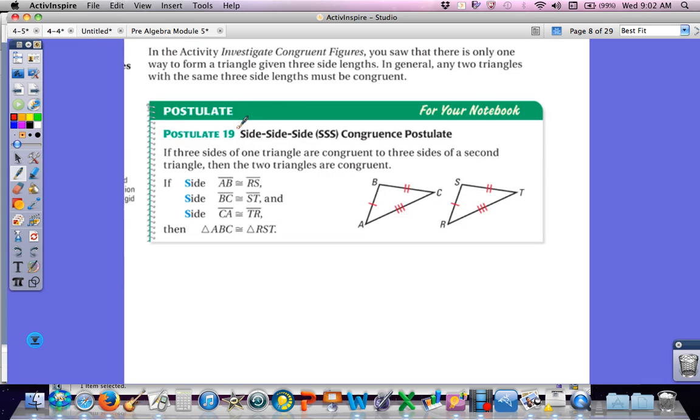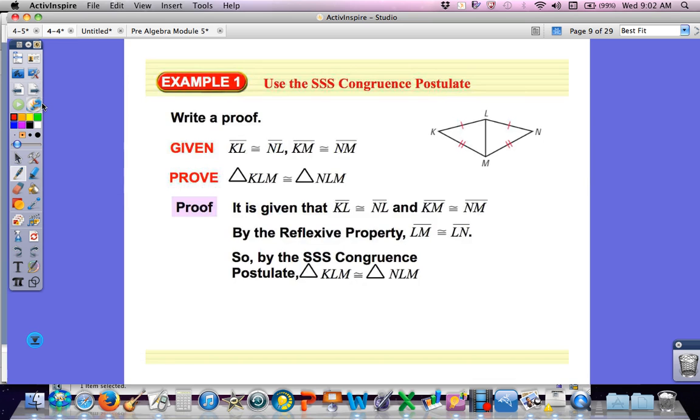So you would have gone ahead in your guided notes. We've talked about this in class. If 3 sides of one triangle are congruent to 3 sides of a second triangle, then the 2 triangles are congruent. So up until now, we had to prove that all sides were congruent and all angles were congruent. Now we only have to prove all sides are congruent.